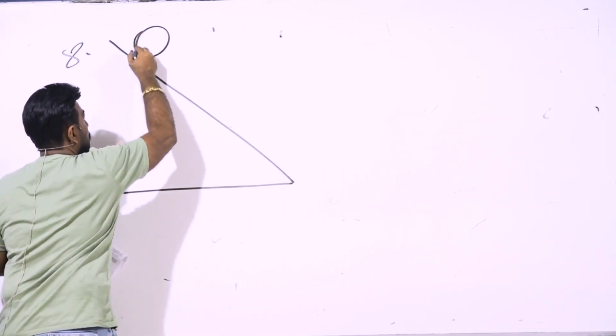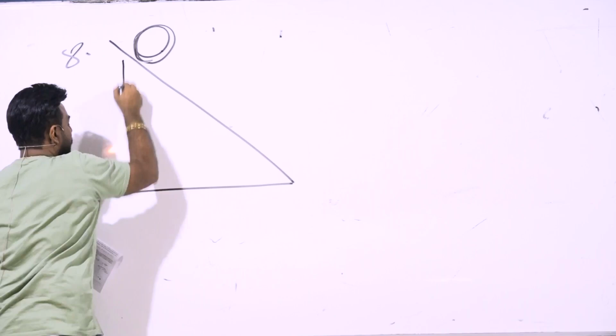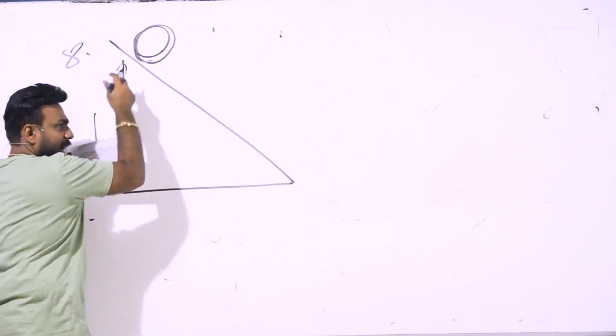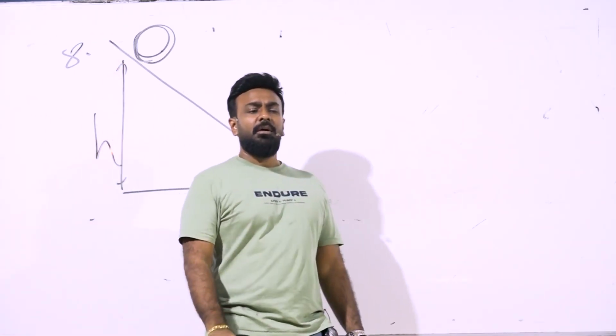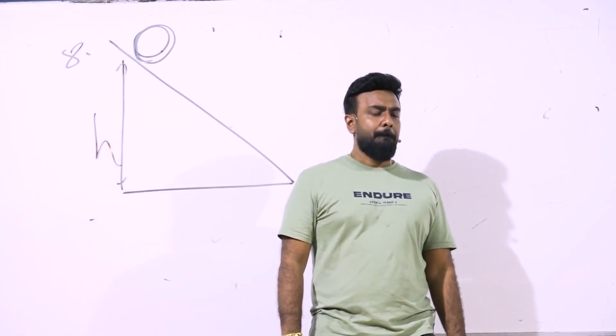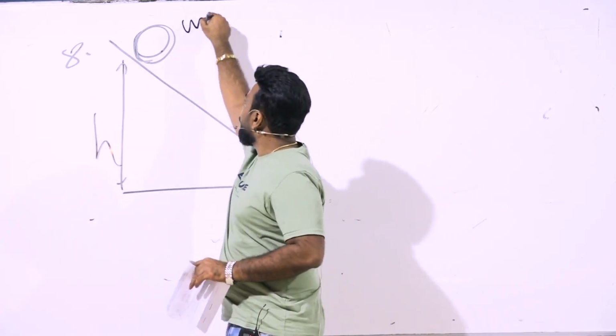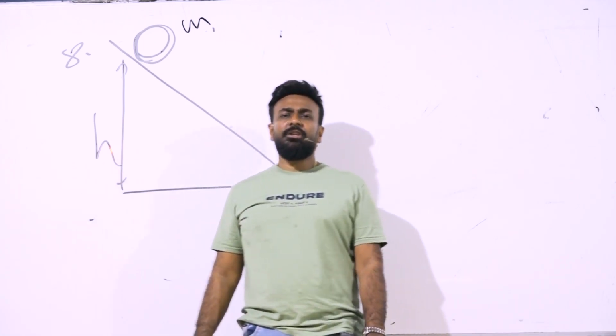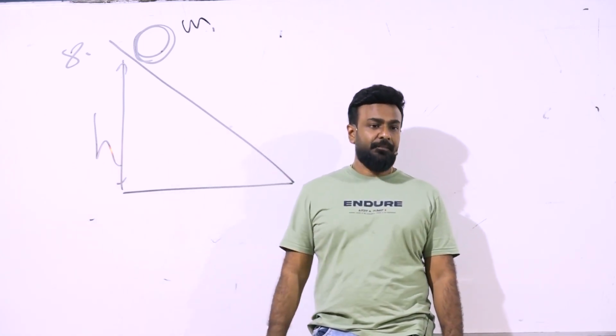When these objects roll down, they have to move down the same height. They have the same mass, and the gravitational potential decrease is the same.